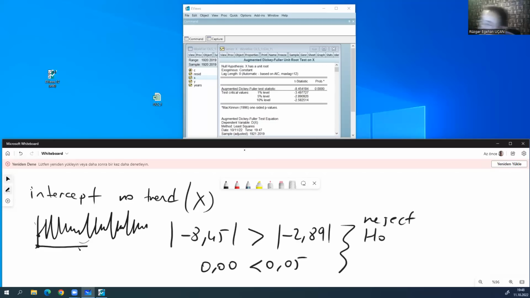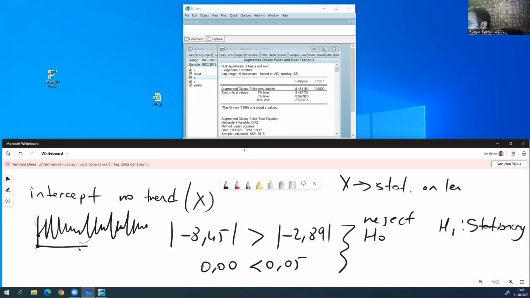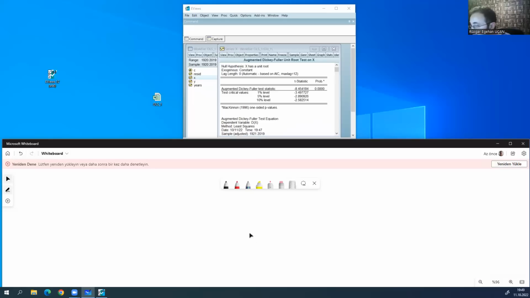And again, you may see on the EViews output that the null hypothesis is that X has a unit root. If we reject this one, the alternative says X is stationary. We look at the level. If X is stationary at the level, this means X is I(0) again. Finally, we have Y I(0) and X I(0).